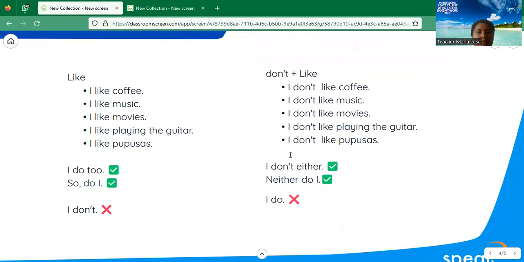All right, let's continue. Sorry, I got distracted. I think the cat is eating something. I don't know what it's eating.